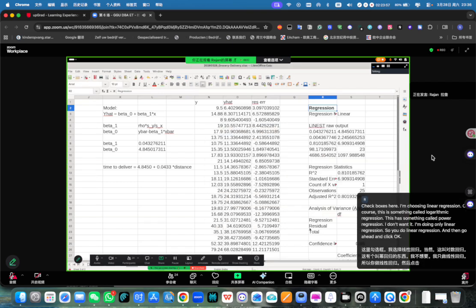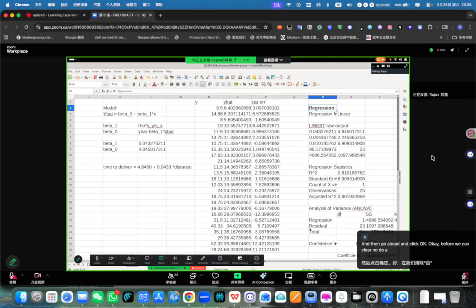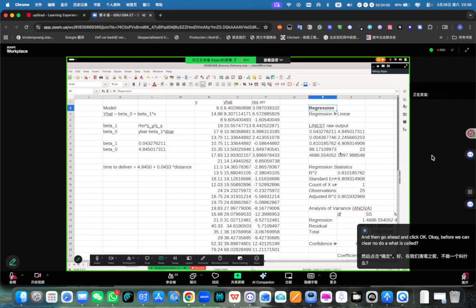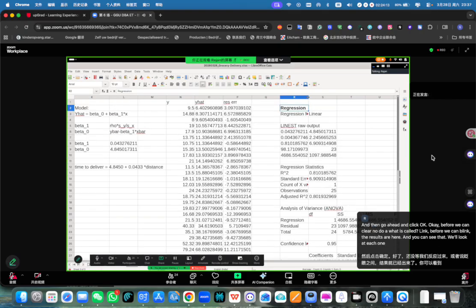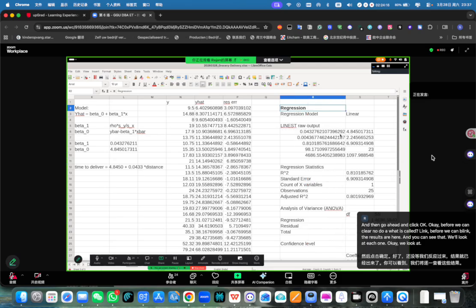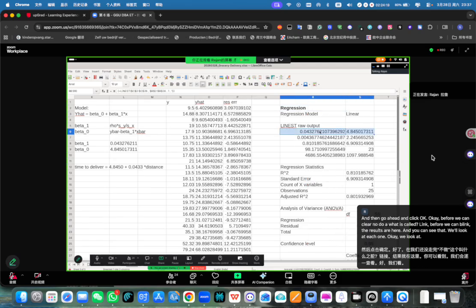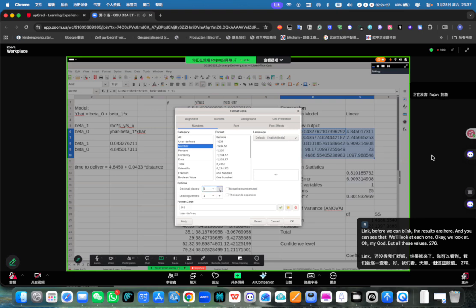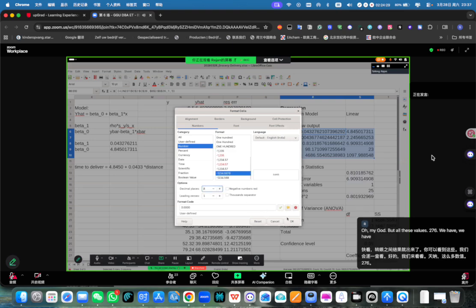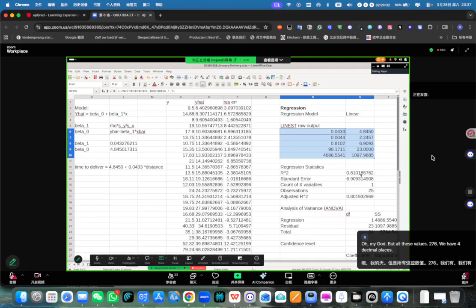The results are here, and we'll look at each one. Oh my God, look at all these values. Let's do format cells. We have 4 decimal places. In fact, we can do that for everything.